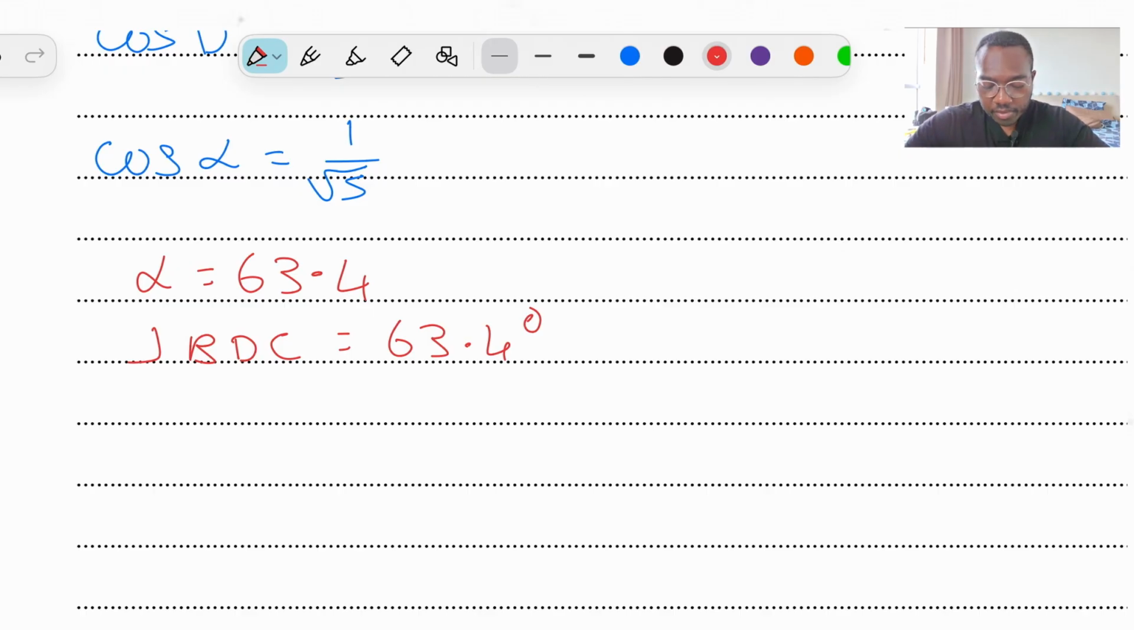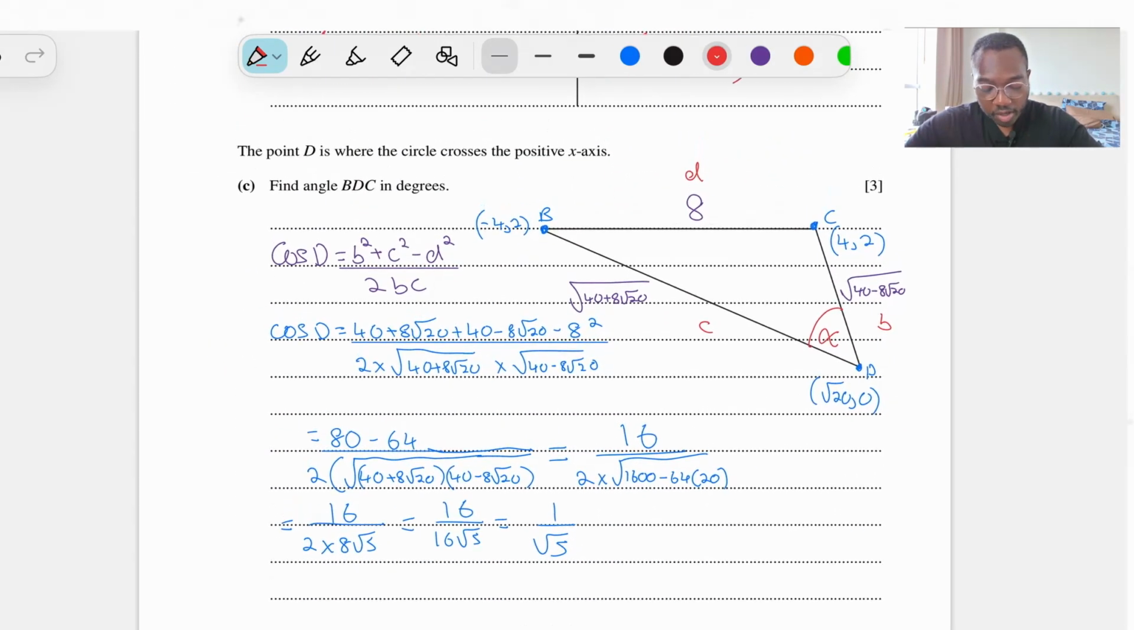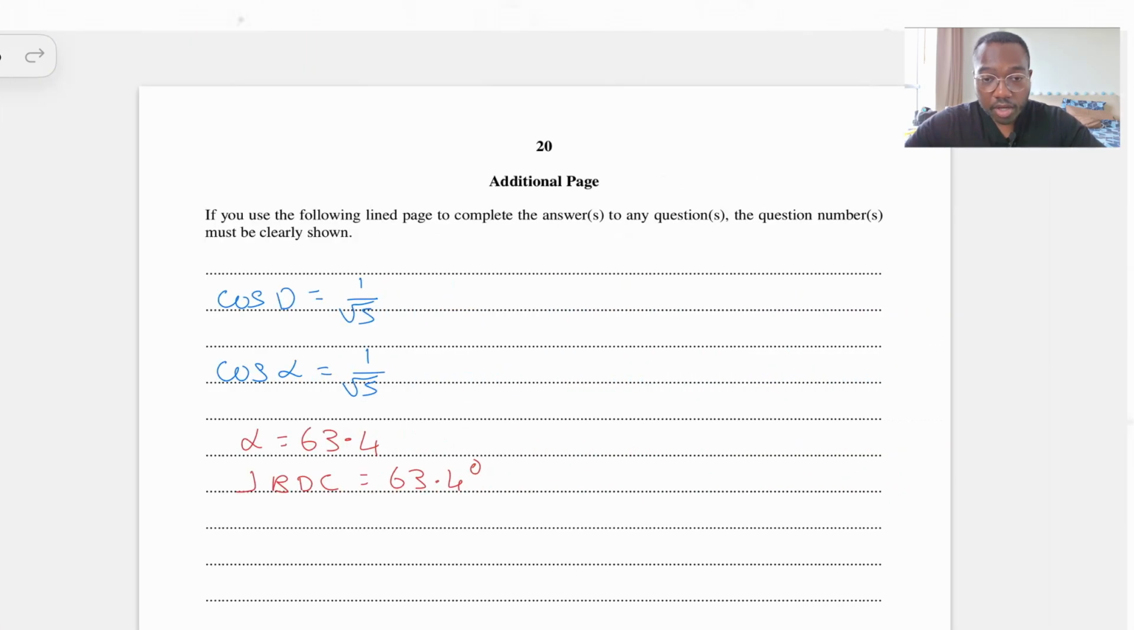So again, it's a longer way to do it. That question is a free marker. Obviously, you could have just put all this into a calculator at this point. I decided to work it out manually, but feel free to put this all into your calculator, and you should get 1 over root 5. And once you get 1 over root 5, just inverse cos of 1 over root 5, and it should give you your answer.